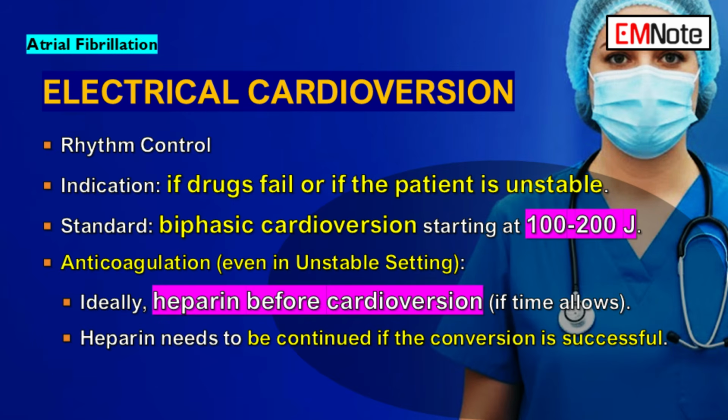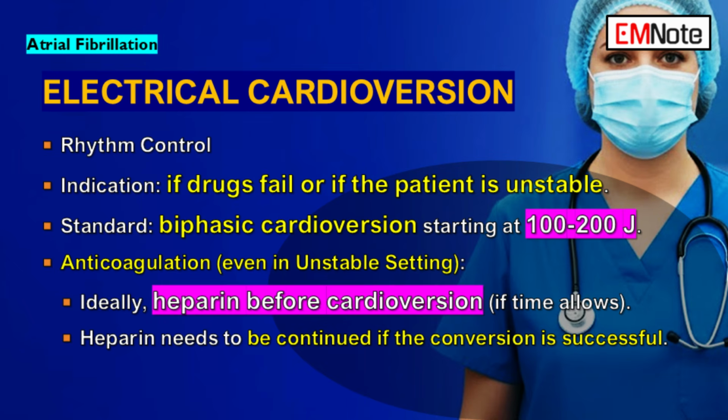If drugs fail or the patient is unstable, we move to electricity. What's the standard energy level for synchronized electrical cardioversion? We typically use biphasic cardioversion, starting at 100 to 200 joules. And even in that unstable setting, we still have to think about clots. What anticoagulation measure is advised? Ideally, heparin should be started before the cardioversion if you have time, but it definitely needs to be continued if the conversion is successful.